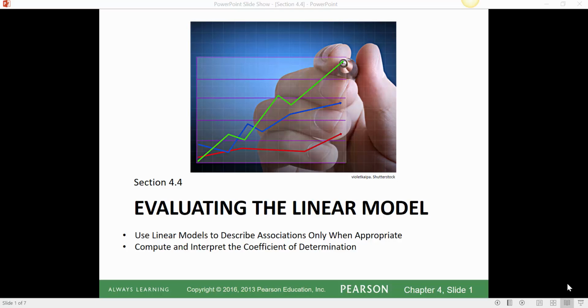Hi guys, so this is the last section, chapter 4, section 4.4. What we're looking at is evaluating the linear model. We're going to use linear models to describe associations only when appropriate, and then also compute and interpret the coefficient of determination.